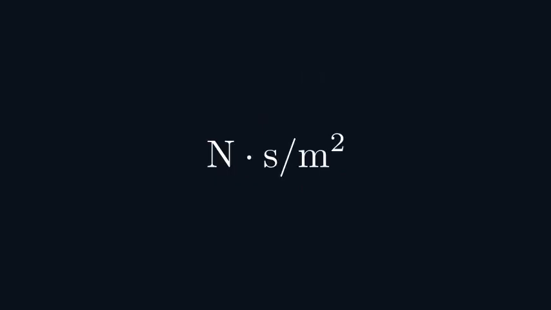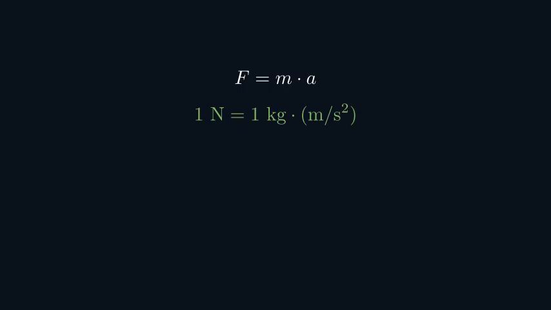Now for our target unit. It looks complicated because of the N for newtons. To compare it to the poise, we first need to express the newton in its own fundamental units, kilograms, meters, and seconds. From Newton's second law, force equals mass times acceleration. So, 1 newton is the force required to accelerate a 1 kilogram mass at 1 meter per second squared.